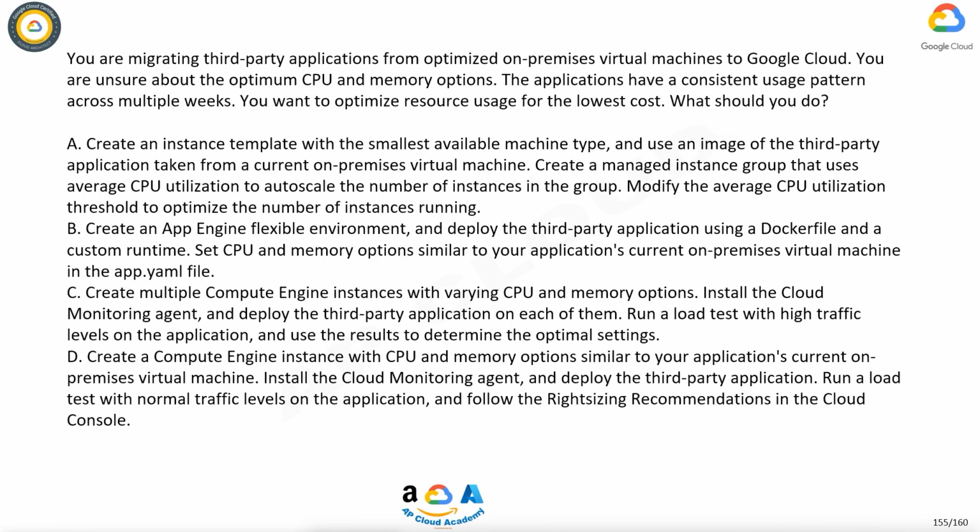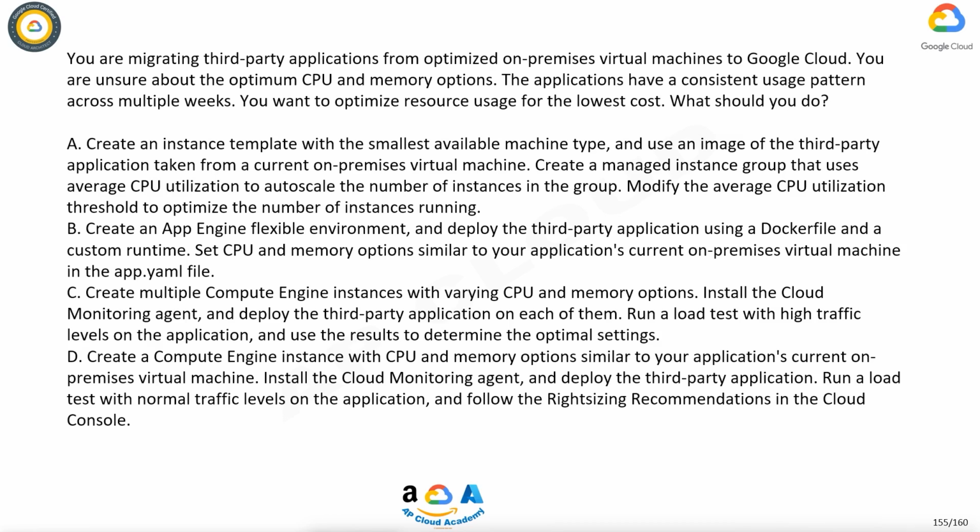Set CPU and memory options similar to your application's current on-premises virtual machine in the app.yaml file. C. Create multiple Compute Engine instances with varying CPU and memory options. Install the Cloud Monitoring agent, and deploy the third-party application on each of them. Run a load test with high traffic levels on the application, and use the results to determine the optimal settings.